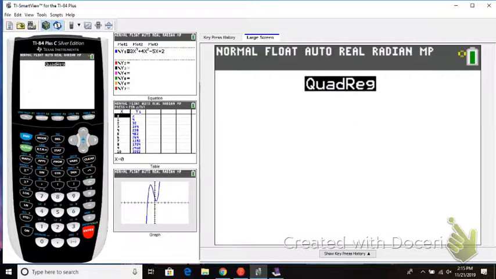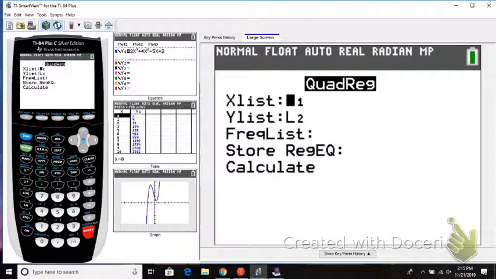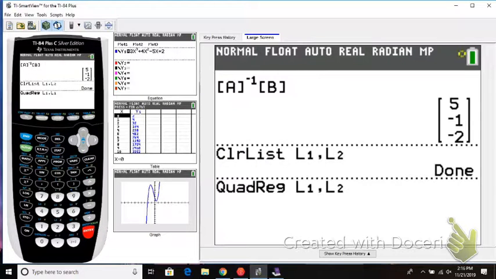So I'm going to hit enter. And then you just want to take a quick glance to make sure that X is L1 and Y is L2. It should be that way because you have to actually change it to be changed. But since you guys share calculators, you might just want to make sure. And then I'm going to hit enter on calculate.